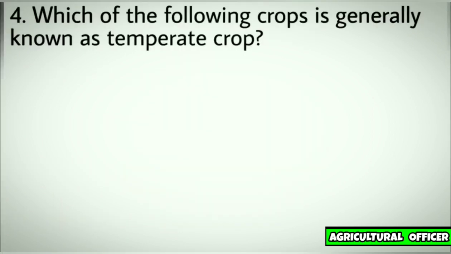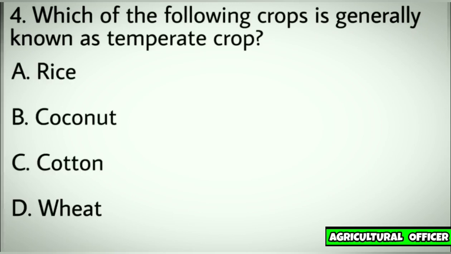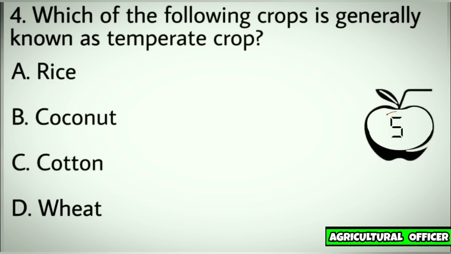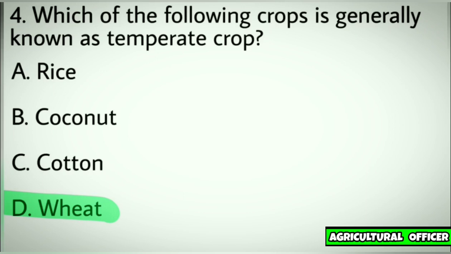Question number 4. Which of the following crops is generally known as temperate crop? Options: A. Rice, B. Coconut, C. Cotton, D. Wheat. Correct answer: D. Wheat.